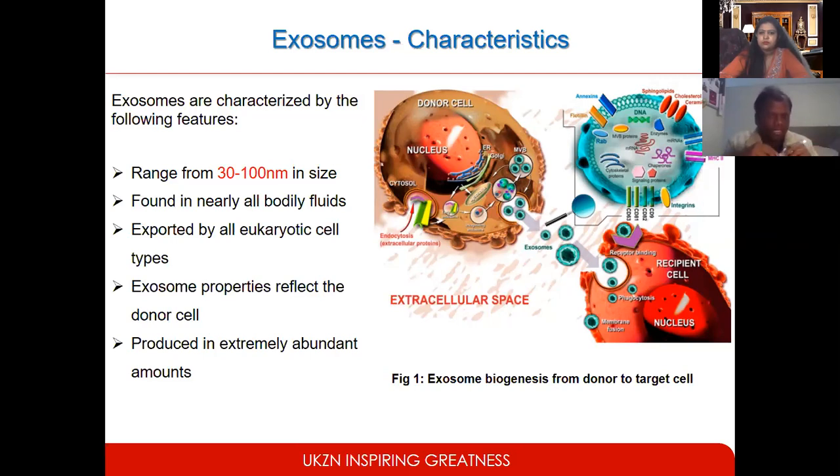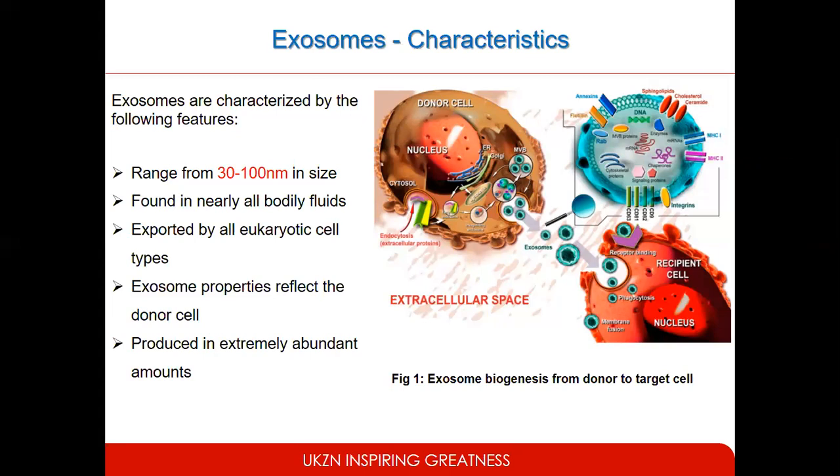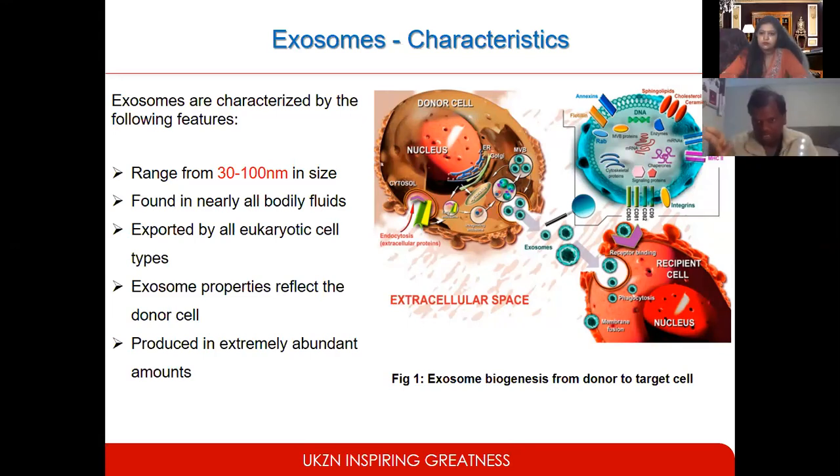Okay, the main point here: exosome properties reflect the donor cell, meaning the parent cell. Every cell has some communication, so the parent cell takes genetic material to the other cell. It produces an extremely abundant amount. I saw a picture where the donor cell delivers exosomes to the recipient cell. The exosome contains DNA and protein. They have surface proteins called CD9 and CD82, and inside there is DNA and some enzymes. These serve as biomarkers for disease.